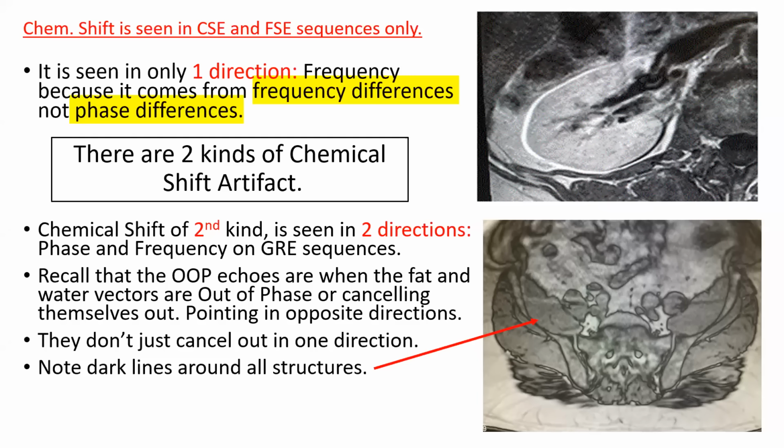Chemical shift of the second kind is down below. Hopefully you looked at that and you went, oh, that's an out of phase TE. Look at the black line around everything. Ding, ding, ding. I owe you a cup of coffee. That's exactly right. That's chemical shift of the second kind, also known as out of phase TE. What's happening is at that specific TE, in that gradient echo sequence, you've got fat pointing, let's just say right, and water pointing left. They cancel each other out. It's out of phase or phase cancellation artifact. A couple of names for chemical shift of the second kind: out of phase or phase cancellation. You only see that out of phase TE on gradient echoes.